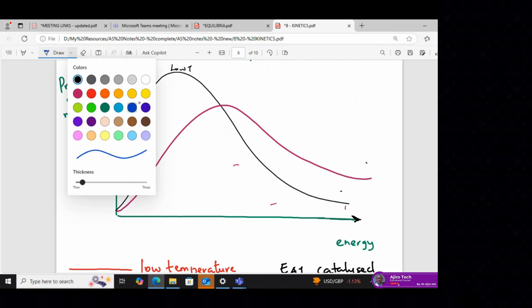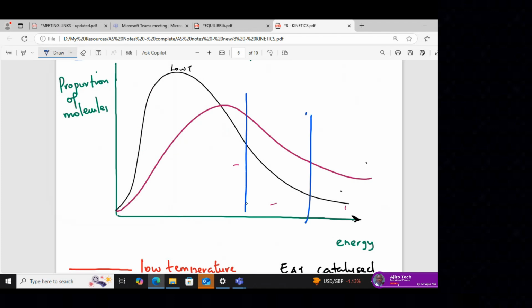Now, without catalyst, with catalyst. Let's call them portions A, B, C, D. This is EA uncatalyzed. This is EA catalyzed. This is low temperature. This is now high temperature. Who will react at low temperature uncatalyzed? Only D. This is because this is EA uncatalyzed, and this is low temperature. They meet here. This is only D.